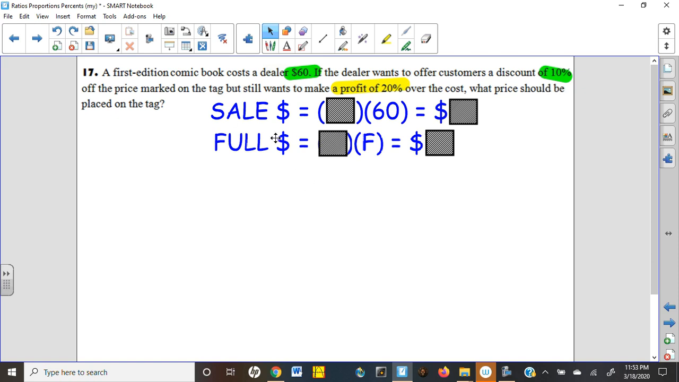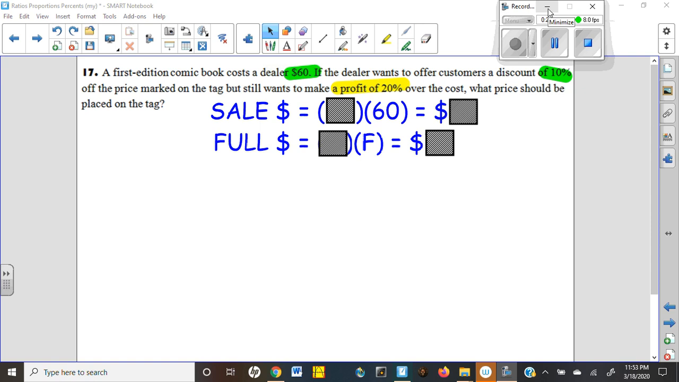We want the sale price, right, to be, oh, wait, hold on one second. All right, thank you. Dog muted him.